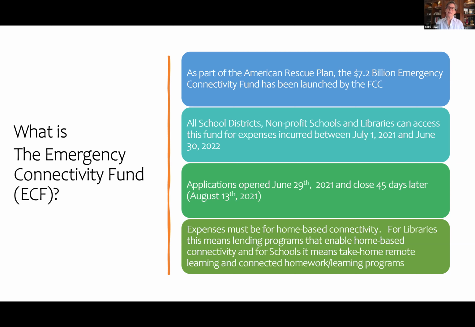These are for expenses between July 1st of 2021, which has just passed, through June 30th of next year. So these are for expenses that you are incurring right now or will incur in order to help your communities have access to home connectivity, whether that is through a lending program out of your library, a mobile library bus, or of course, home connectivity programs coming from our K-12 schools.